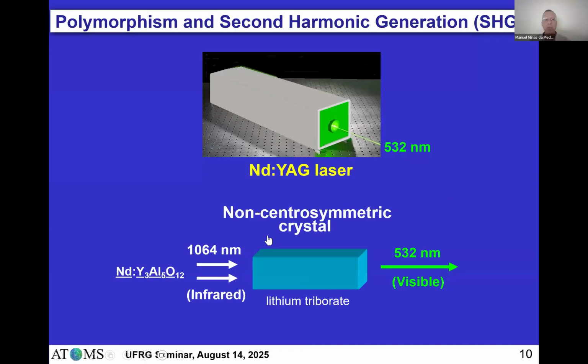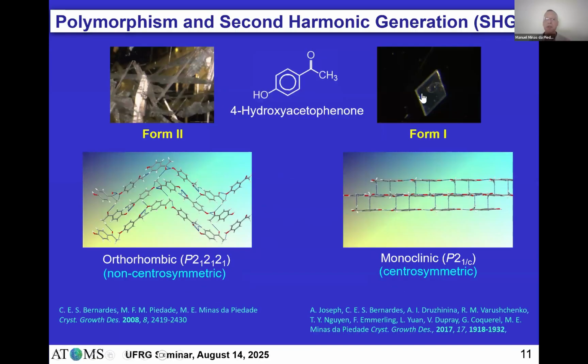Now, this is something we've studied for hydroxyacetophenone, and there are two crystal forms, one that we call form 2 and another one that we call form 1. Form 2 is orthorhombic, and there's this kind of wave packing. Form 1 is monoclinic, and there's this parallel sheet packing. Now, this form is non-centrosymmetric. This form is centrosymmetric, and so this is SHG active and this is SHG inactive.